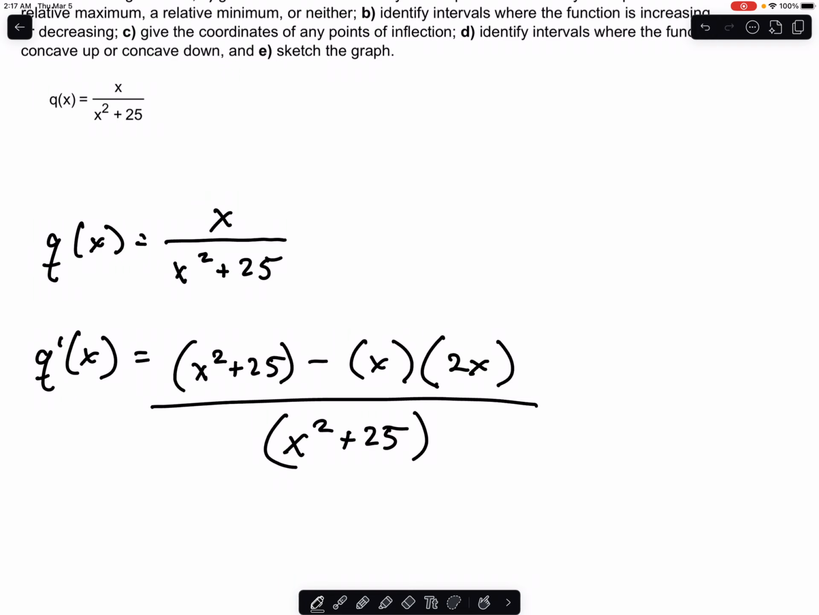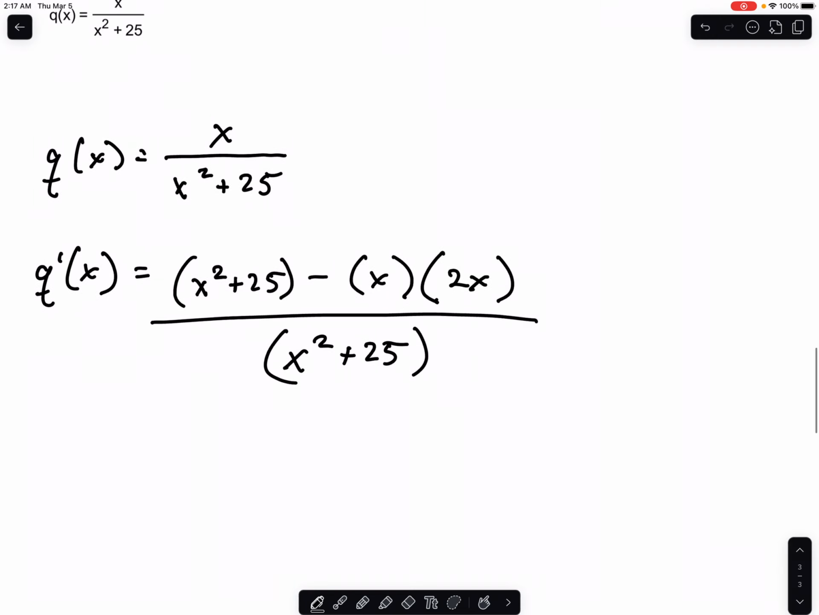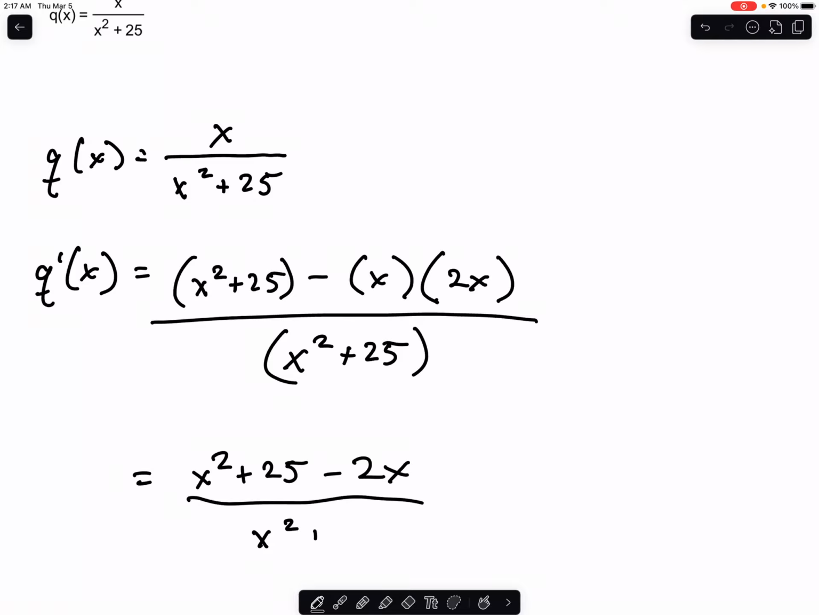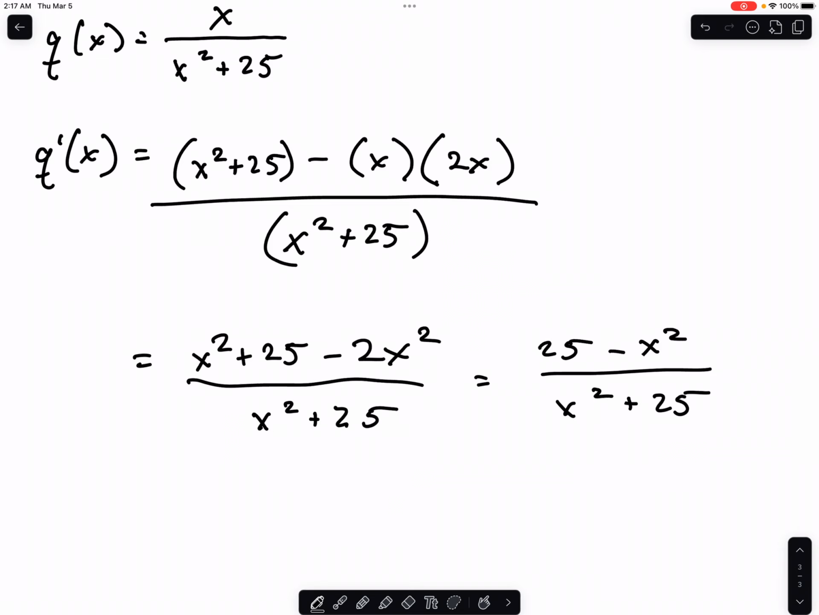Doesn't look like there's any common factors from the numerator, but we can kind of simplify it down some. So then the numerator will have this x squared plus 25 minus 2x squared. Right. X squared, right? So then it looks like we get 25 minus x squared over this. I mean, we could do difference of squares there. 5 minus x times 5 plus x.